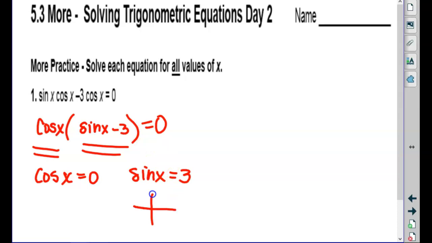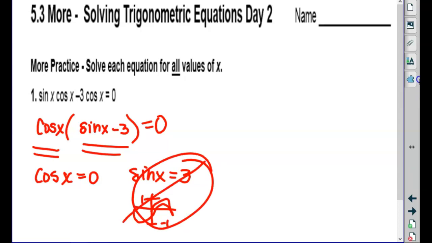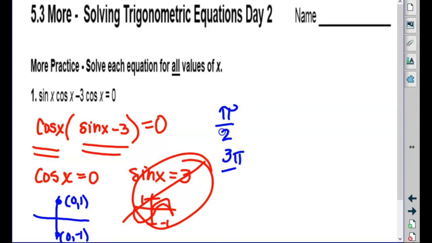Can the sine of x be 3, guys? That was a horrible graph, but it goes up to 1 and down to -1, right? So this does not ever happen. All right, so then we're just looking for where the cosine is 0. The cosine is x, so I'm thinking that it's 0 up here at 0, 1, and down here at 0, -1. So the value of x that would make that true would be pi over 2 and 3 pi over 2.